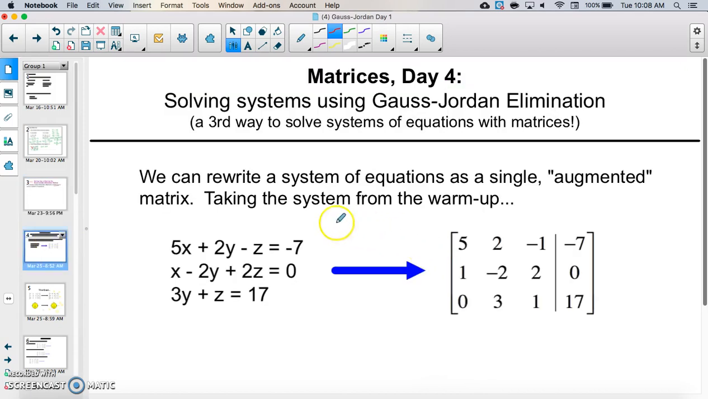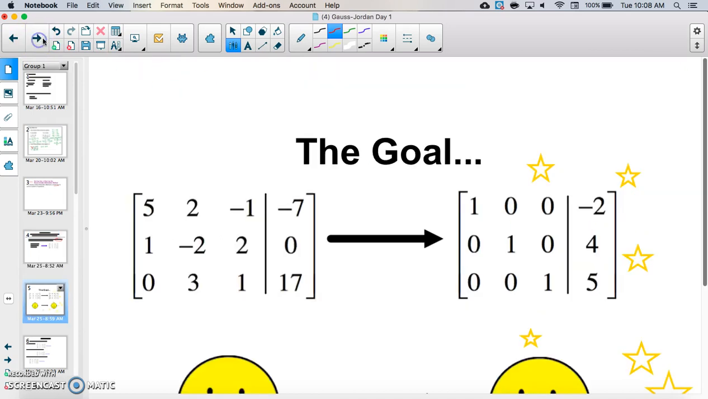So what it looks like, we are going to write a system of equations as a single augmented matrix. So what that means is you're going to take your system of equations, the coefficients from the variables all go on the left side, and then your answer column goes on the right side of this bar. So when we manipulate this matrix, your answers are going to end up being in this answer column, which we'll see on the next slide.